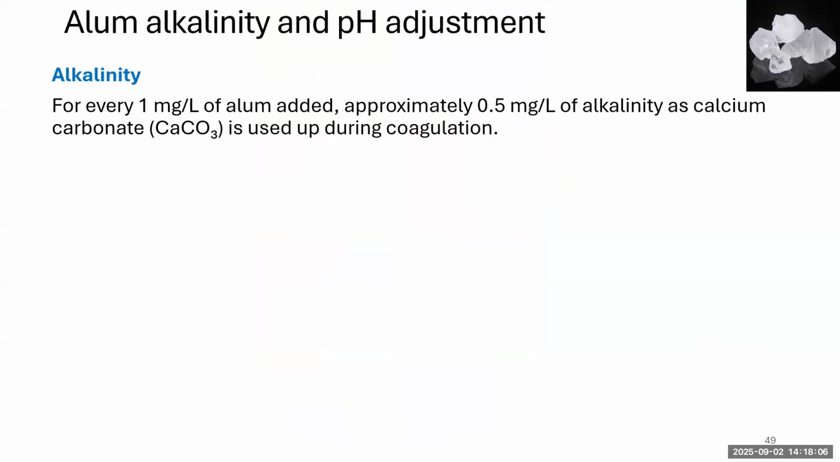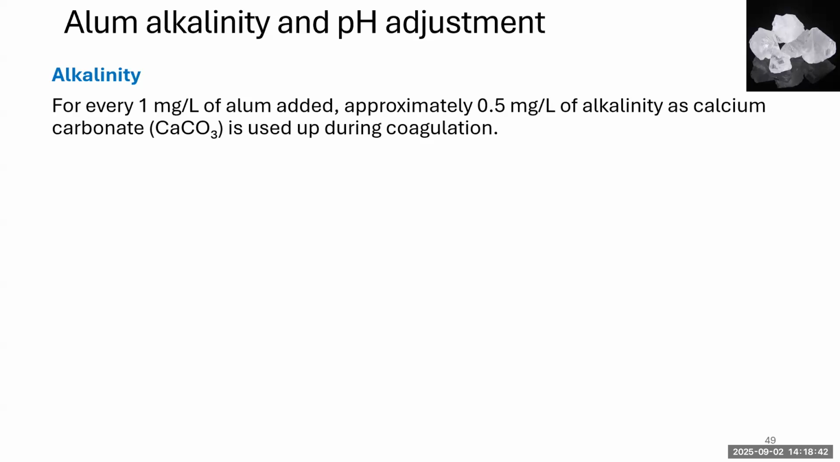Alum uses alkalinity, so we may actually have to add alkalinity. To estimate this, if you know your alum dose, you can basically multiply the dose by about 0.5 and estimate the amount of alkalinity that's going to be used up. And alkalinity is the ability to resist a change in pH. If you use up all the alkalinity, you could have a pH crash, and the pH could drop so low that it actually disrupts the coagulation process.